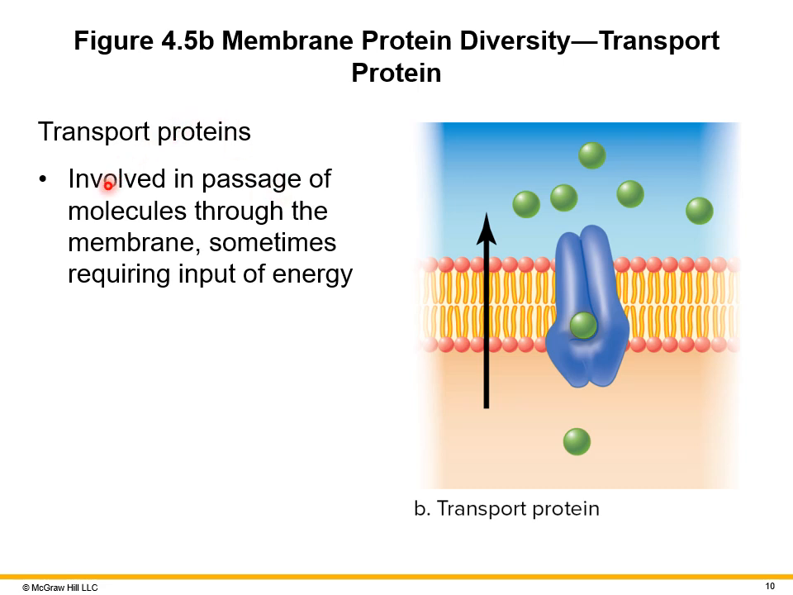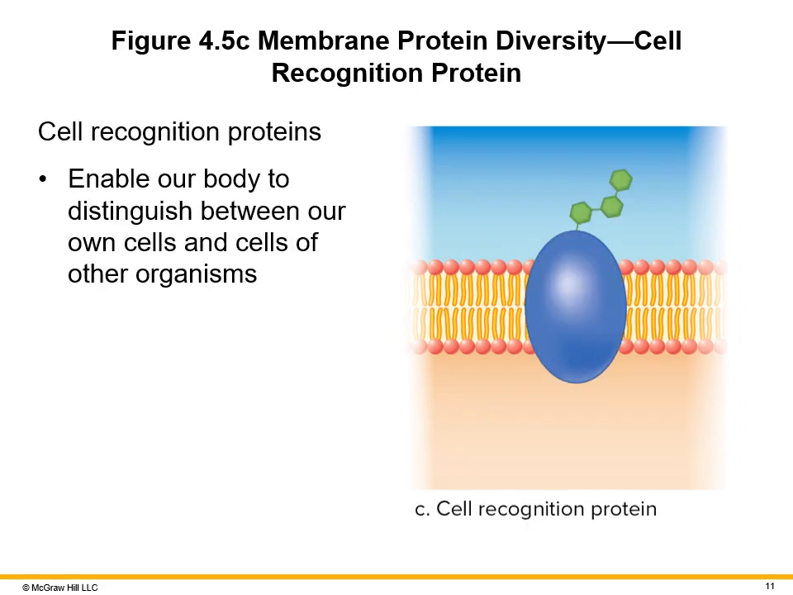Okay, so again, like I mentioned earlier, transport proteins are involved in the transport or passage of molecules through the membrane. And sometimes this is going to require energy, and sometimes it doesn't require energy. And if you look at this transport protein, it doesn't look like a channel. So in this case, this is called a carrier protein, carrier transport protein. So we can have different types of transport proteins.